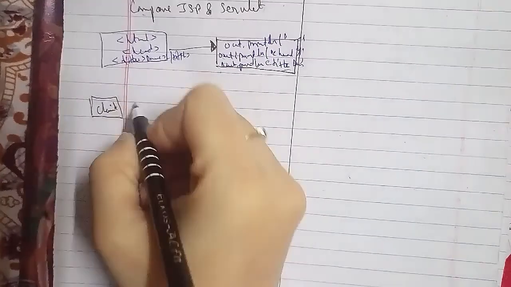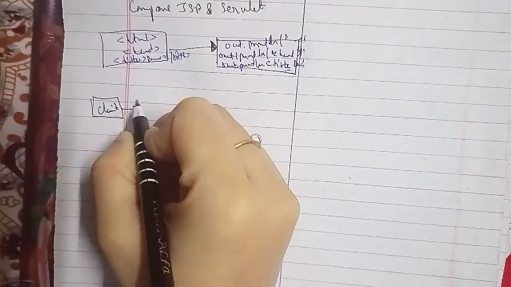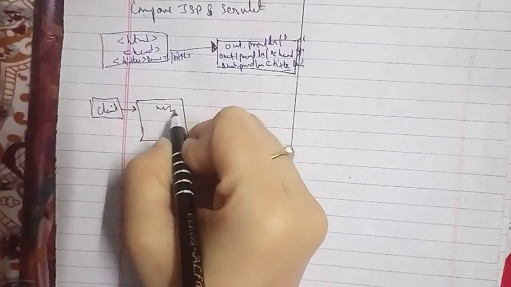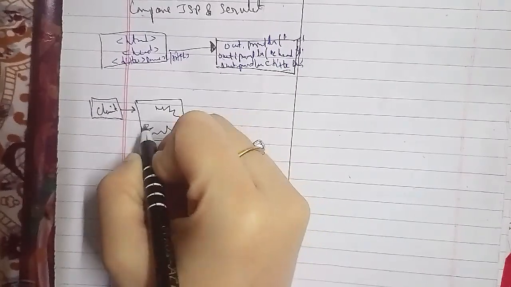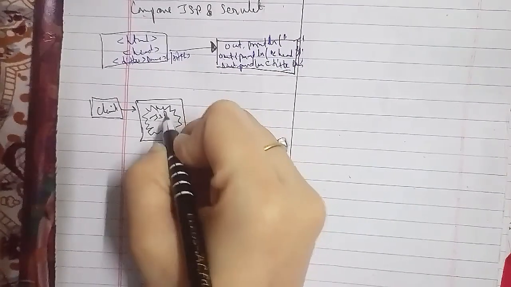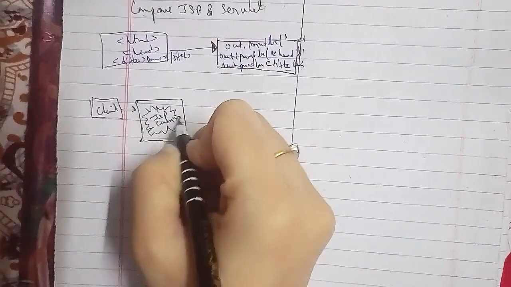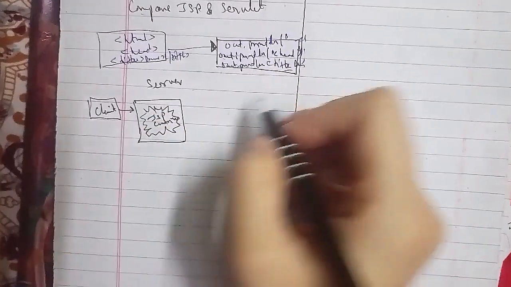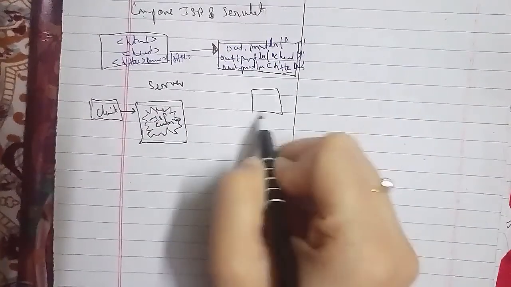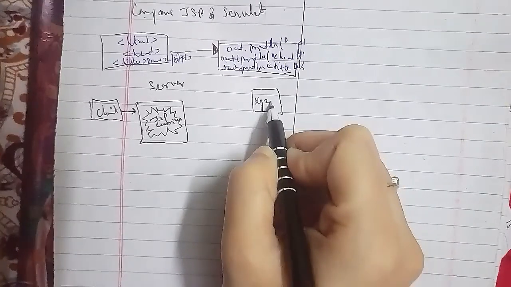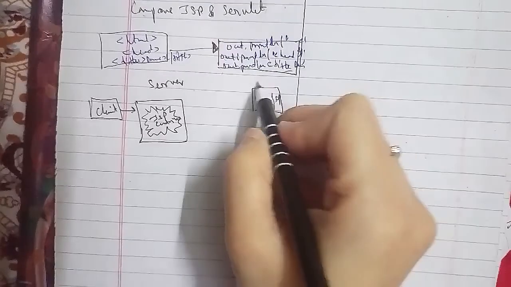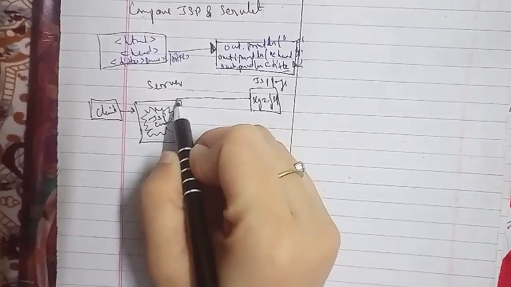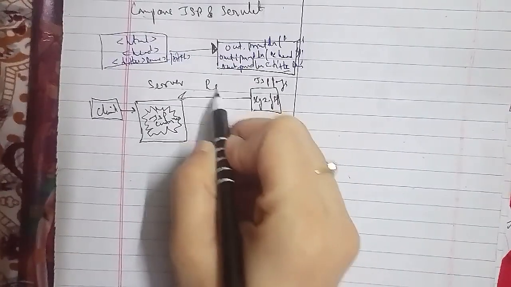This is the JSP container. This is the server. First I will make the whole diagram, then I will explain it. This is the XYZ JSP that reads. This is the JSP page that goes to the server where the JSP container has been given, and after that the client requests the XYZ dot JSP file.